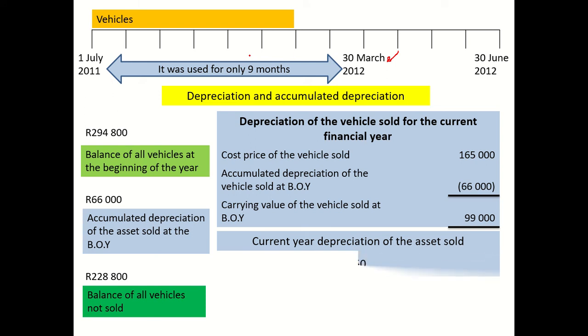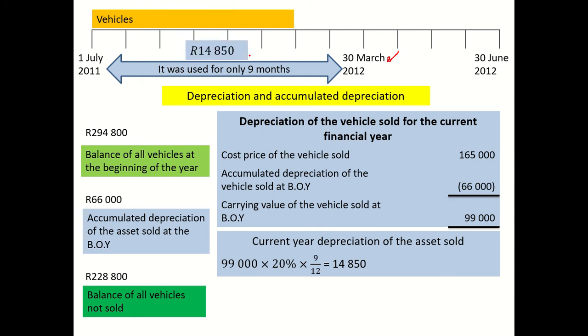Now the current year depreciation on this asset will simply be that 99,000 rand multiplied by 20%, multiplied by 9 over 12, which will give you 14,815, and that is the depreciation for 9 months. Please note that the accumulated depreciation of the asset that was sold at the beginning of the year was 66,000 rand. So basically, this 66,000 rand is the balance here.